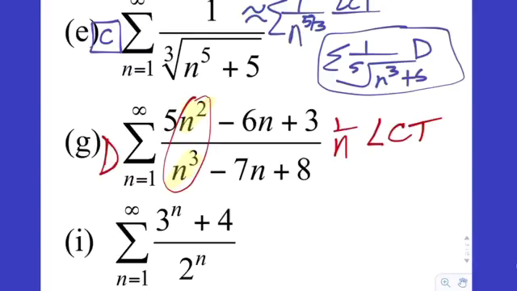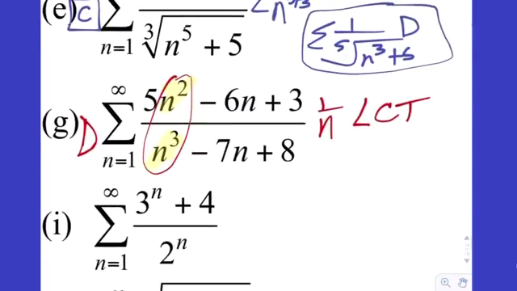Limit comparison test. Yeah, limit comparison test. No, you don't have to do long division. You just remember the limit comparison test. You take that and you divide it by 1 over n. You state 1 over n diverges.